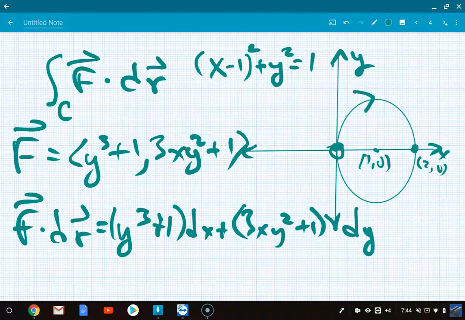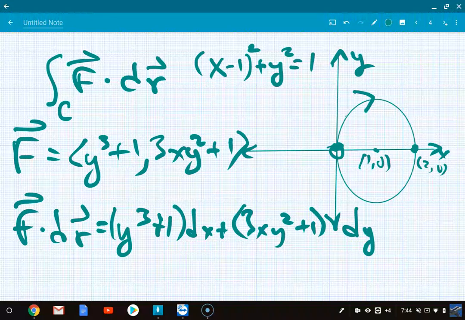Right? This is C right here. C is (x minus 1) squared plus y squared equals 1, as x goes from 0 to 2. That's my C. That's my path. And my force vector, my vector field, is working against me walking along this path. So how much work is being done? That's what we're trying to figure out.